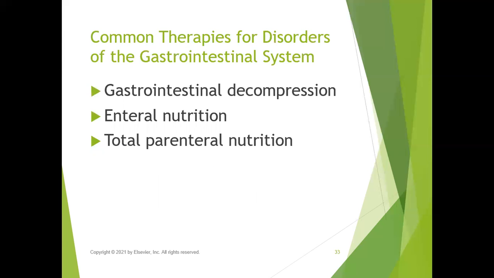Common therapies for disorders of the gastrointestinal system include decompression, enteral nutrition, and total parenteral nutrition. So, decompression is where we're placing typically an NG tube down the nose into the stomach and applying suction, usually low intermittent suction. Enteral nutrition is where we're providing a feed, like a formula feed. And total parenteral nutrition is where we're actually providing a nutrition formula through the IV.